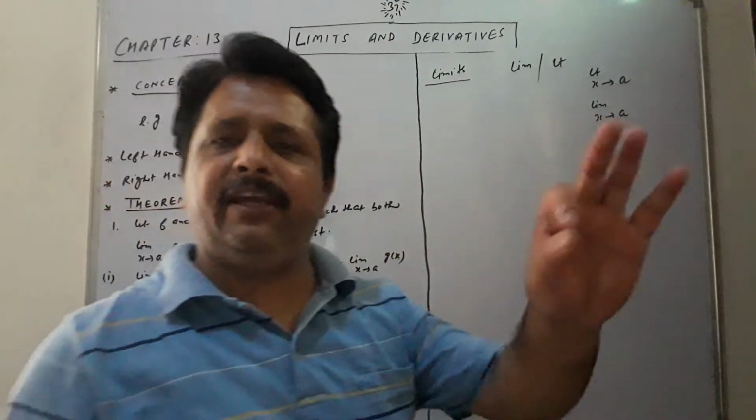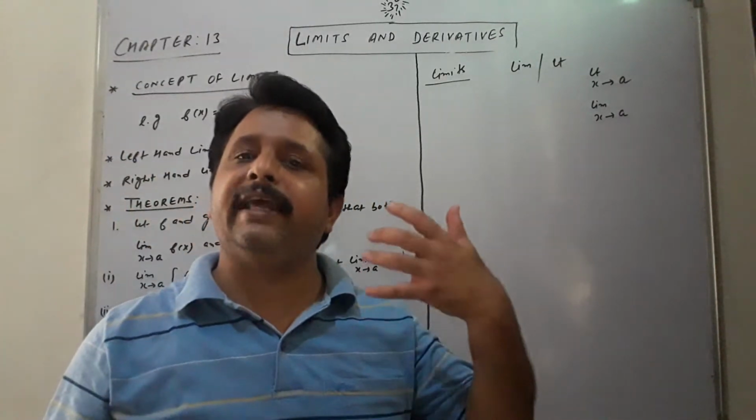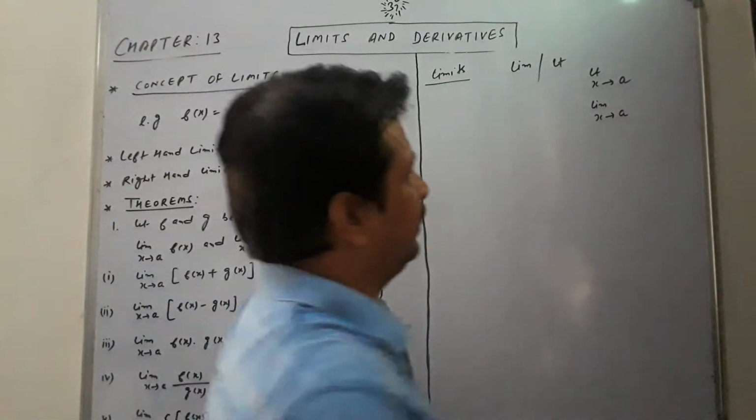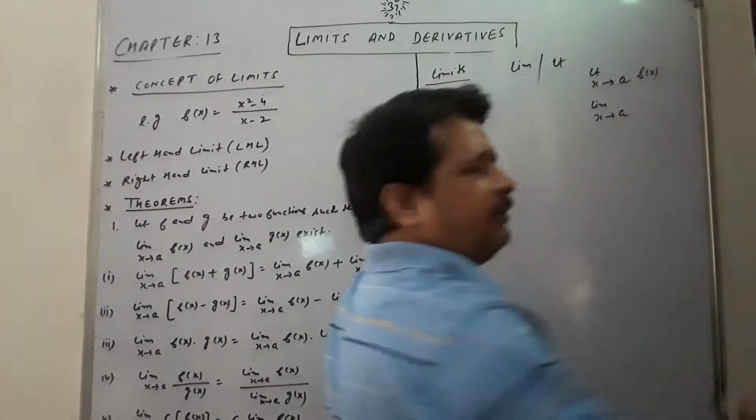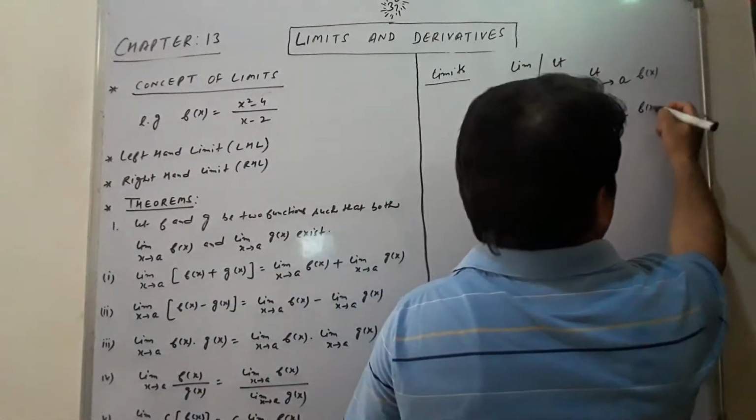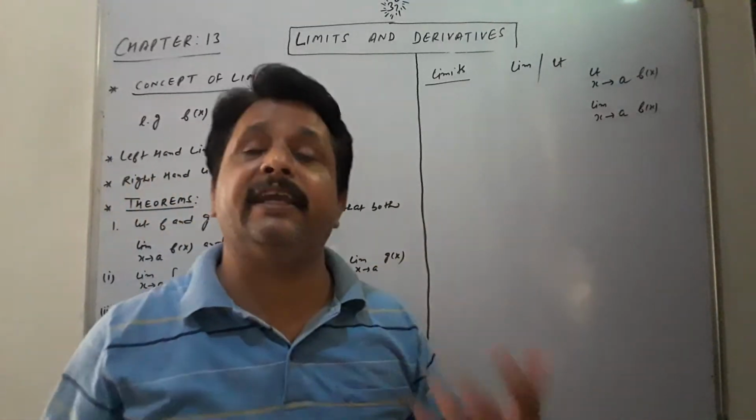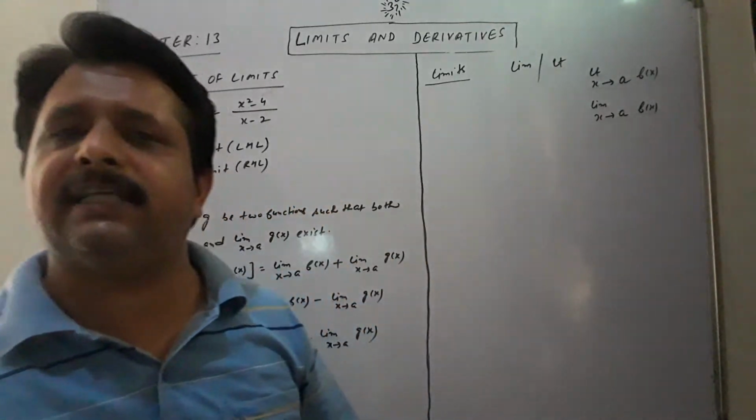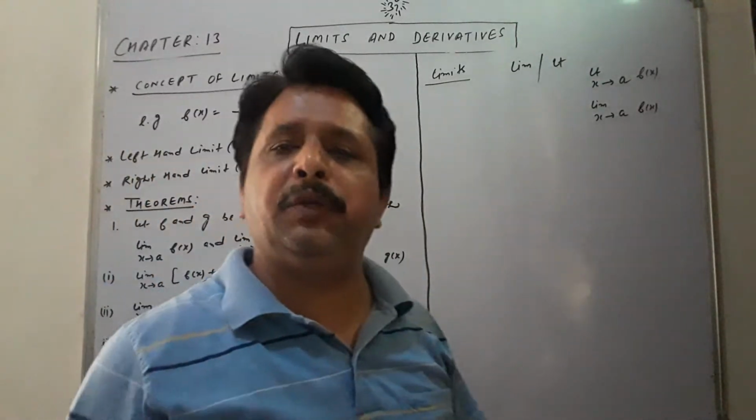Saying x tends to a means if we take the value of x as equal to a, then what will be our function? If we take the value of x as a, what will be the function then, students? So this is the way to write the limit.